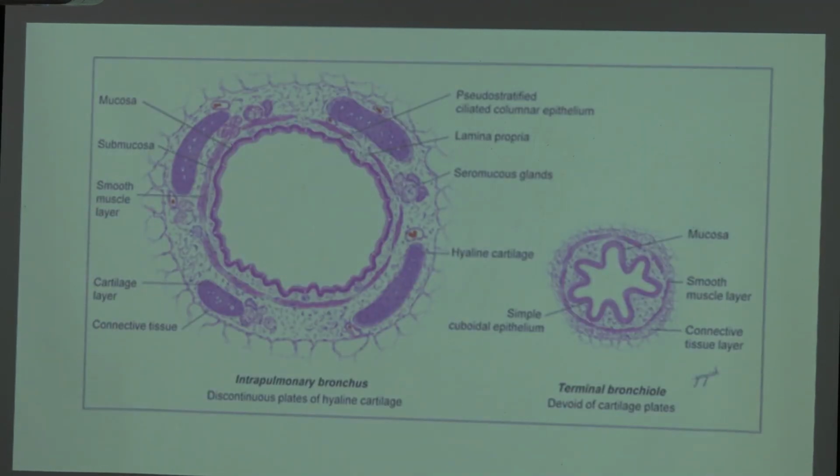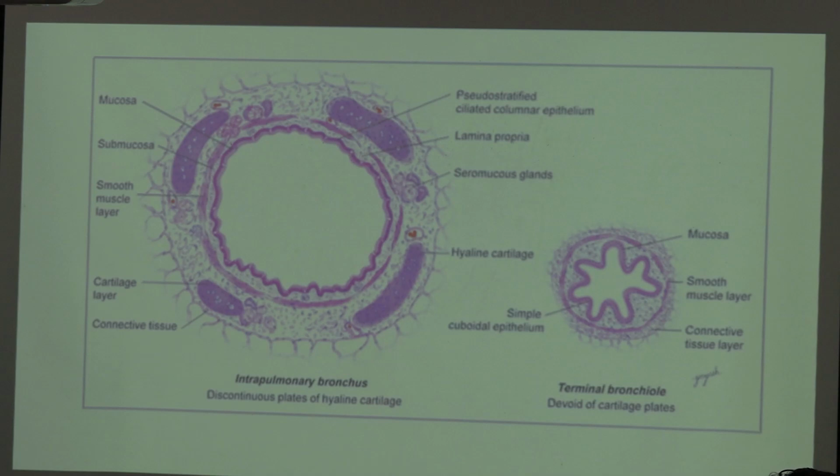Now here is the diagram. Okay, very important schematic diagram. This you have to draw in the practical notebook. Okay, so what is this? This is the intrapulmonary bronchus, and what is this? Terminal bronchiole. So what do you think? What are the differences? Differences क्या है? What are the differences? What you can see?